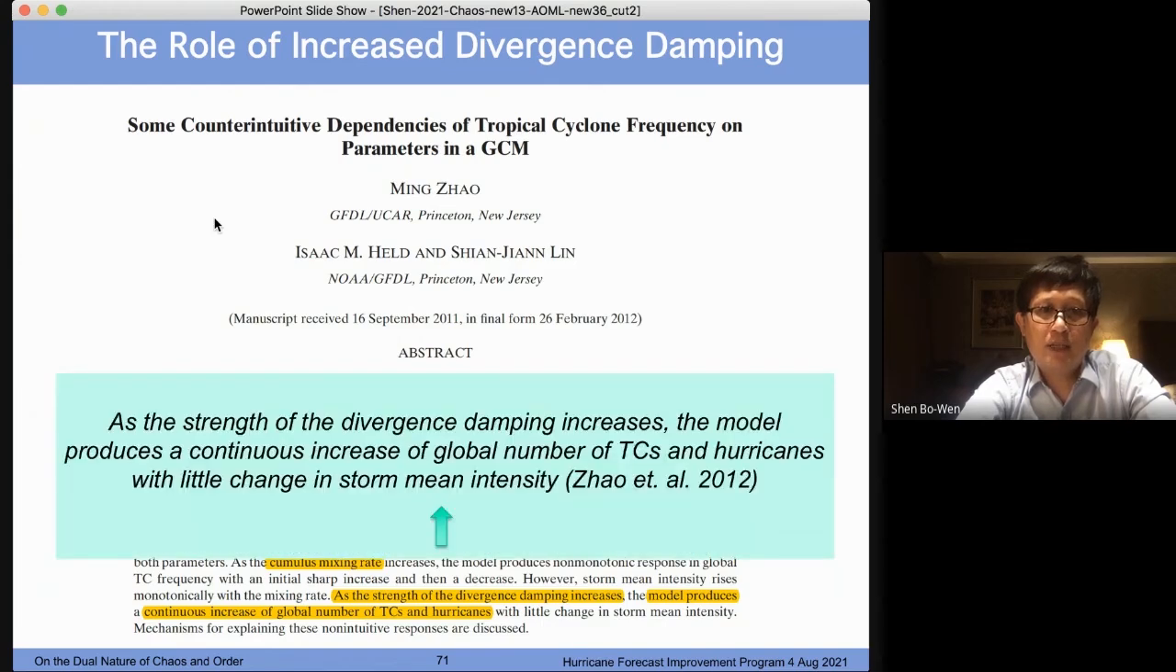The following quote is from this paper. As strength of the divergence damping increases, the model produces a continuous increase of a global number of TCs and hurricanes with little change in storm mean intensity.